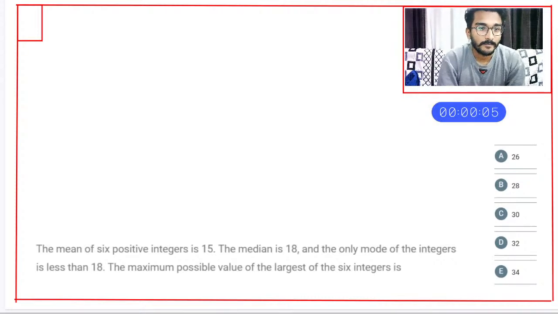So, this question is saying the mean of six positive integers is 15, the median is 18, and the only mode of the integers is less than 18. The maximum possible value of the largest of the six integers is how much? So, let's do the question now.